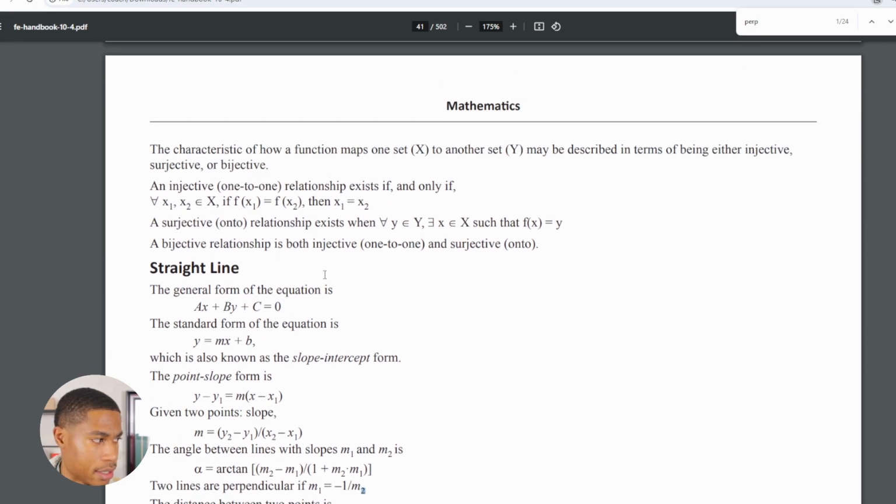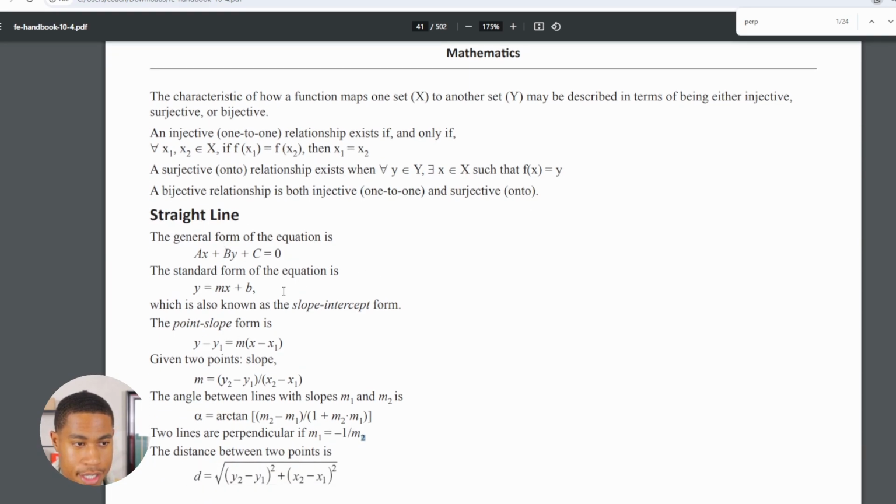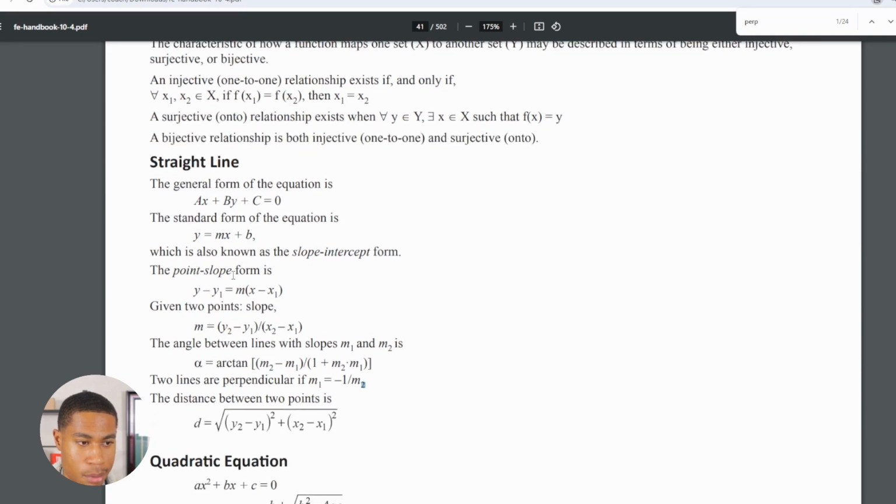This is a 502 page document. It's a 502 page reference manual. But you have different forms of a line. All this you would have learned back maybe in high school. There is a buildup of stuff, right? But you've got general form, a standard form of an equation. We've got point slope form. And I'll go through the standard form where y is equal to mx plus b.